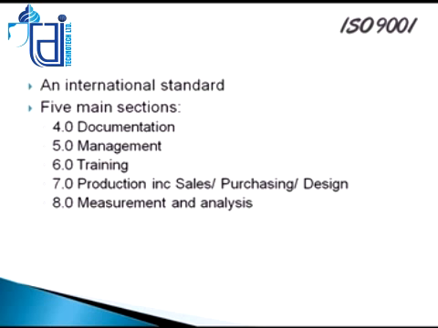There's 5 main sections to the standard, denoted by the paragraphs 4 through to 8. 4 is documentation, which is quite simply as it suggests, all the written procedures, the quality manual, the work instructions that are there to control the processes in your business.